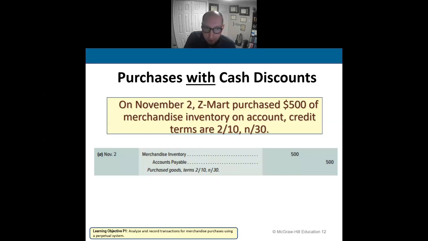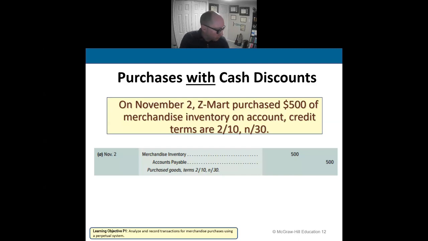We call this terms, credit terms. Credit terms is the agreement. And the agreement is, I'll give you a discount if you pay me within a certain number of days. Otherwise, the whole thing is due within 30 days. This is very common practice because businesses need cash to operate, right? I mean, we start everything with cash, we use cash. And so if you offer a discount, it incentivizes the cash to be paid early.